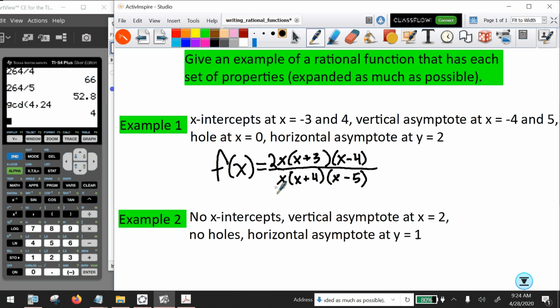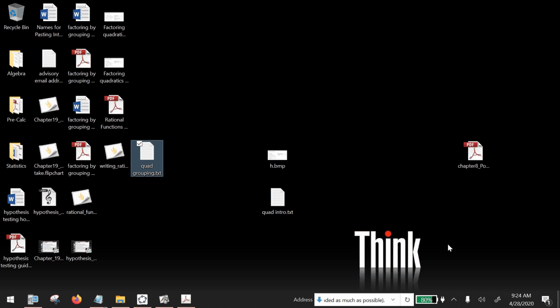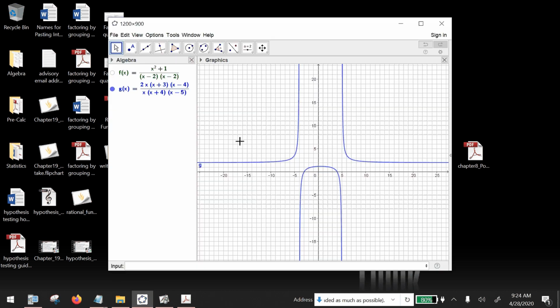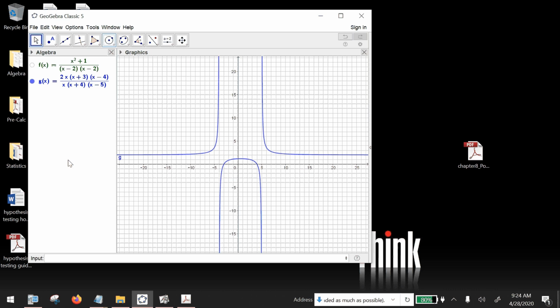So just to verify that this is in fact correct, I graphed it in my other program here. I have 2x multiplied by x plus 3, x minus 4. And in the denominator, I have x multiplied by the quantity x plus 4 multiplied by the quantity x minus 5. You can verify there is a 0 at -3 and +4.